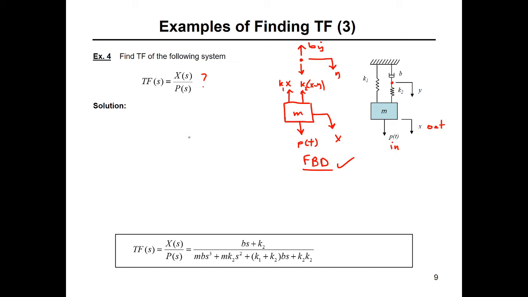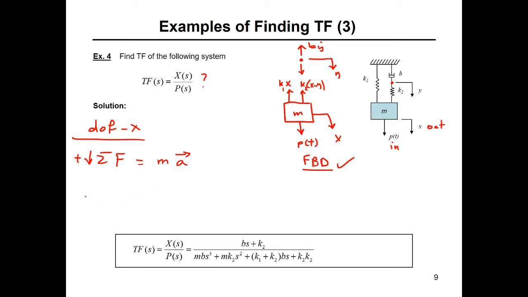Now, how are we going to derive the transfer function? We need to derive the equation of motion. Now we have 2 degrees of freedom, so we start with degree of freedom x. Apply Newton's second law: summation of forces equals mass times acceleration. What is the positive direction of force? Downward.